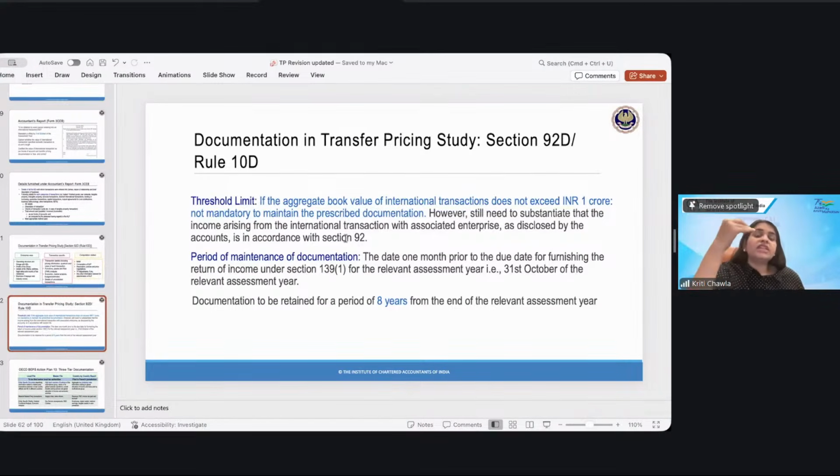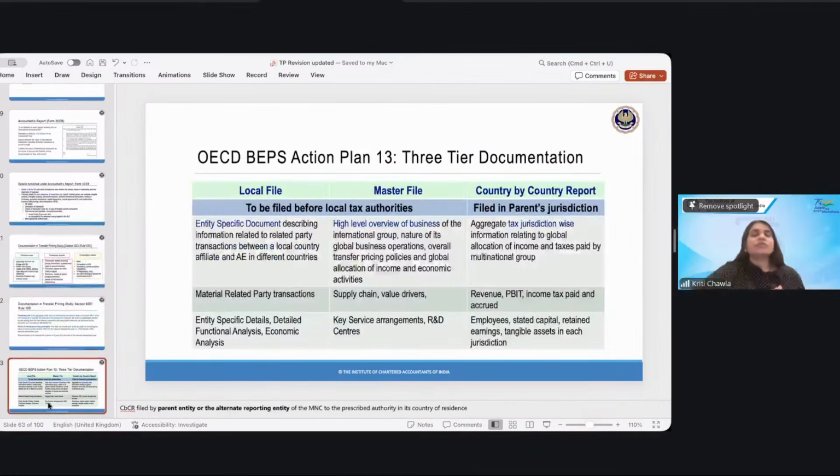Then there is also a period of maintenance of documentation. Now, the date, which is 1 month prior to the due date of furnishing return of income, this particular documentation is to be retained for a period of 8 years from the end of the relevant assessment year. Now, these were the two things that were required under India: Form 3CEB, as I mentioned, Accountant's Report, and the Transfer Pricing Study Report, Section 92D.